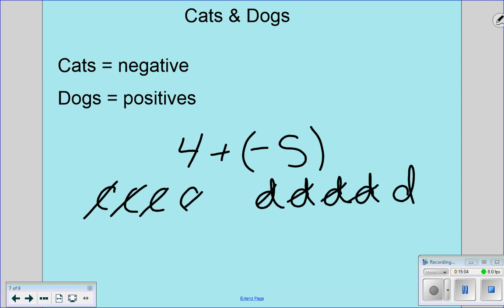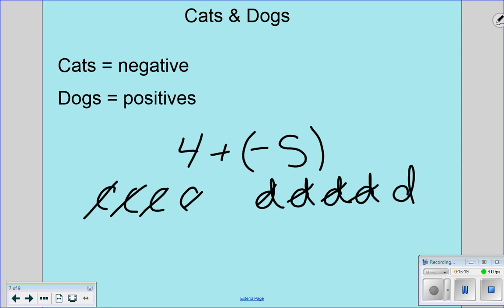How many dogs do I have left? 1, and dog's what? Positive, so it's a positive 1. It's just a way to think about it in your head. It's a way to do it, not with the tiles, but with cats and dogs in your head. And we'll practice this a little more.